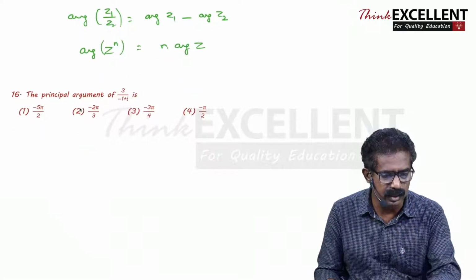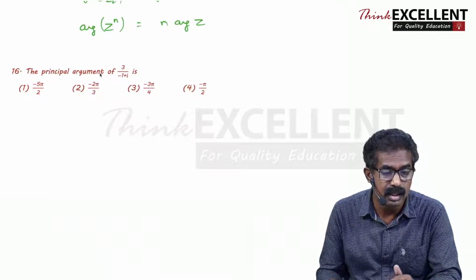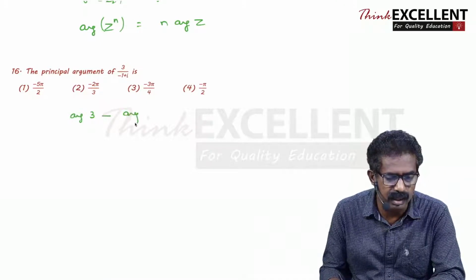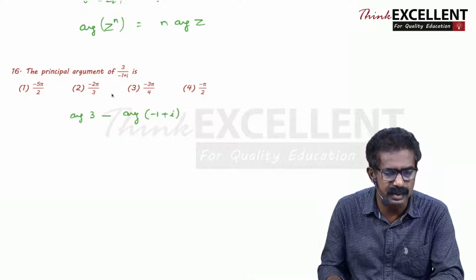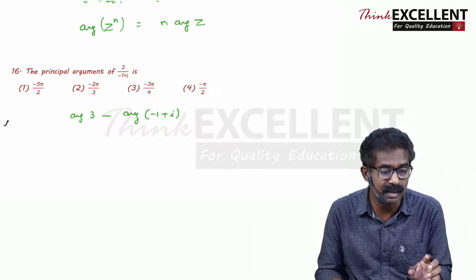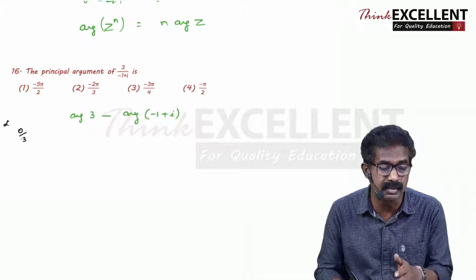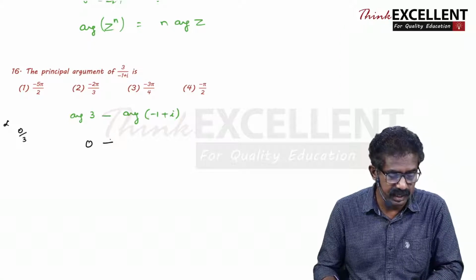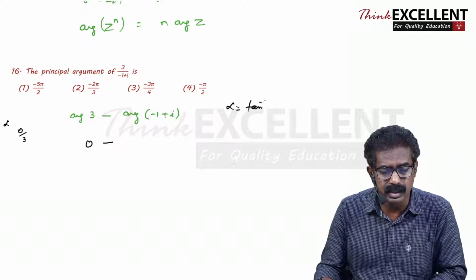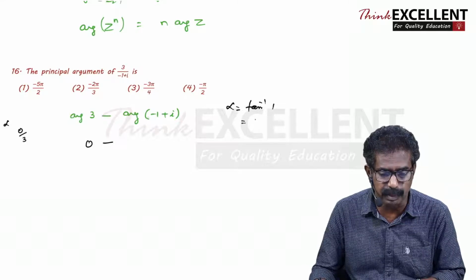Now look at this question. The principal argument of 3 by minus 1 plus i. It looks like log of A by B, so you can write it as argument of 3 minus argument of minus 1 plus i. Please listen carefully. For the first one, only the real part is there. When you find alpha, it is tan inverse modulus B by A. B by A means 0 by 3, it is 0. Tan inverse 0 is 0 only. For the next one, we find alpha, tan inverse modulus B by A, so 1 by minus 1. Modulus of minus 1 is 1, so it is pi by 4.